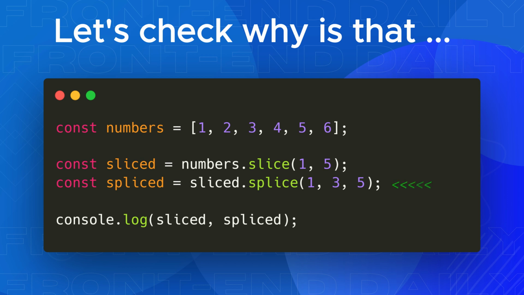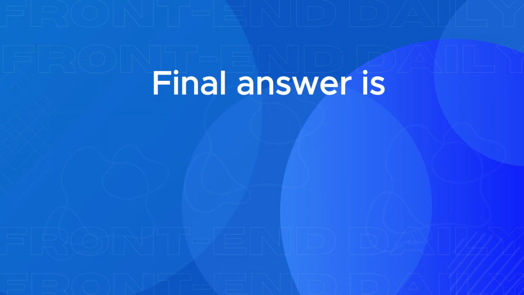After executing sliced.splice(1, 3, 5), the sliced array becomes 2 and 5, and splice returns the removed elements 3, 4, and 5. So sliced is now 2 and 5. Spliced is the removed elements 3, 4, and 5. So the final answer is D.